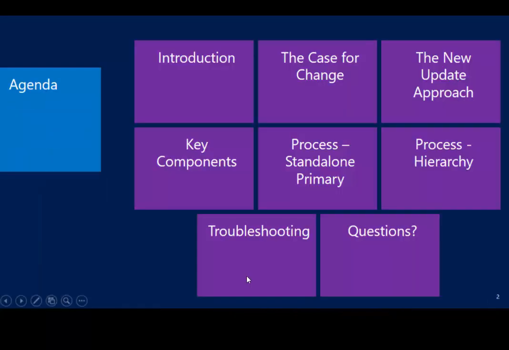So here's the agenda. Really want to walk through the case for change. What was wrong that caused us to need to move toward a different kind of servicing model? Not even really what was wrong, but what were the opportunities that we could improve moving to a different way of servicing? What is the new update and servicing approach?